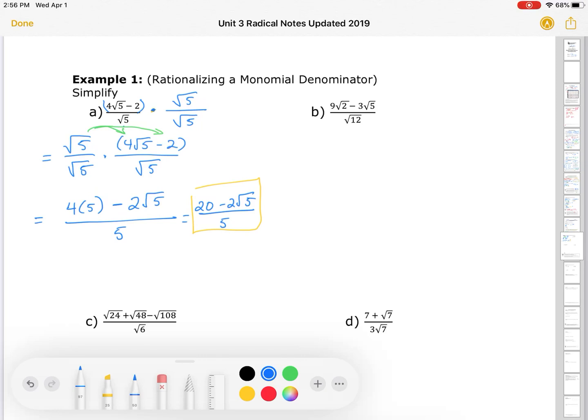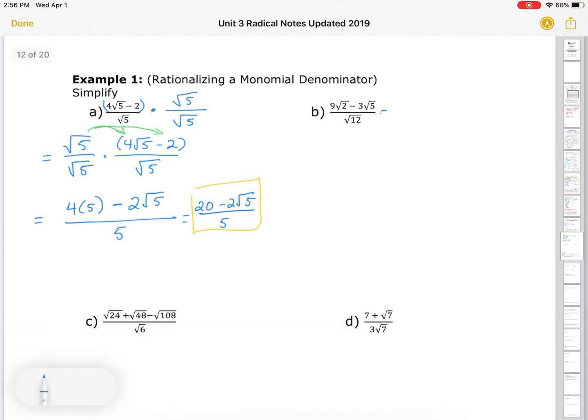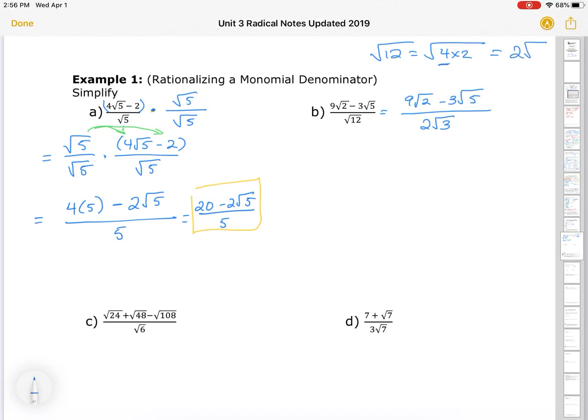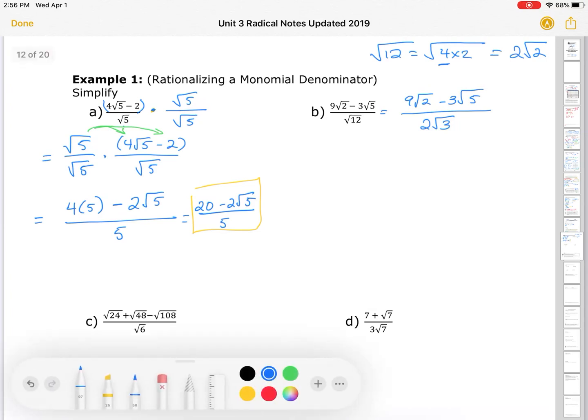Looking at the next one, I'm going to simplify the denominator, because it can be changed to a mixed radical. So I'm going to leave the 9 root 2 minus 3 root 5 up top. 12 has a factor of 4, which is a perfect square, so that means I can take the square root of 4 out, which is 2. So I'm going to get 2 root 3 from the 12. Just to recall, for those of you, that's equal to 4 times 2. So the 4 will come out, and it'll become a 2 root 2.